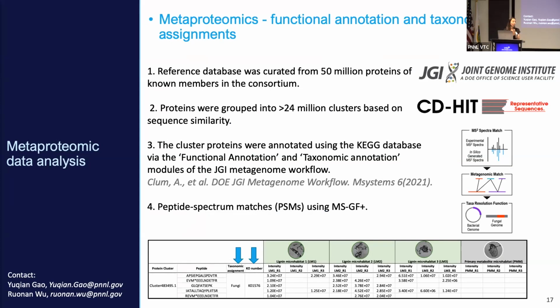Metaproteomics is an umbrella term for all the experimental approaches that study microbial communities and microbes coming from environmental sources. In our specific case, we curated our reference database that contained more than 50 million proteins of known members of this fungus garden consortium. So we downloaded FASTA files from the JGI website. After that, we clustered those proteins into more than 24 million clusters in order to reduce the size of the database. Then those clustered proteins were annotated using the KEGG database, because we wanted to do taxa and functional annotation on those.